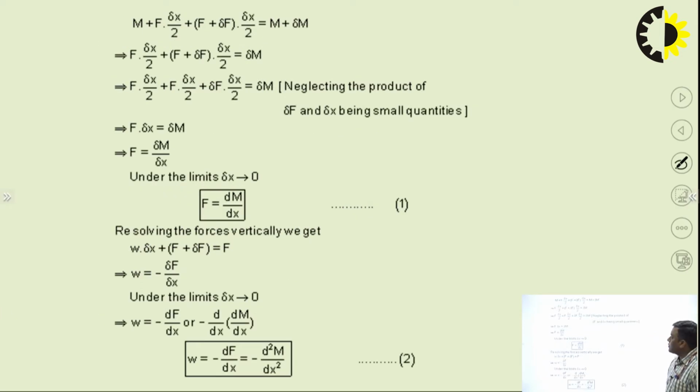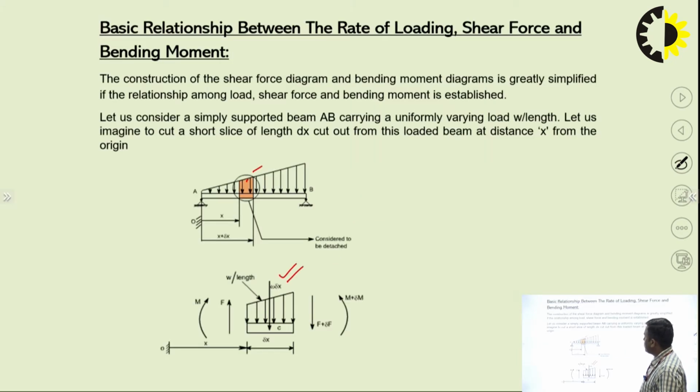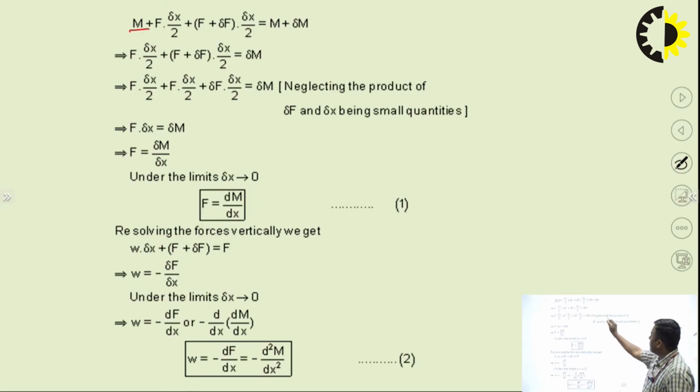Now I am coming to the relation between them. There are two equations possible. First, I am writing the moment equation about point C. So M, that is the moment on the left side of the load, plus F into delta x by 2 plus F plus delta F into delta x by 2 equals M plus delta M. Where is it coming from? Let's check: M, F into delta x by 2, then F plus delta F into delta x by 2 equals M plus delta M. So this is the first equation.